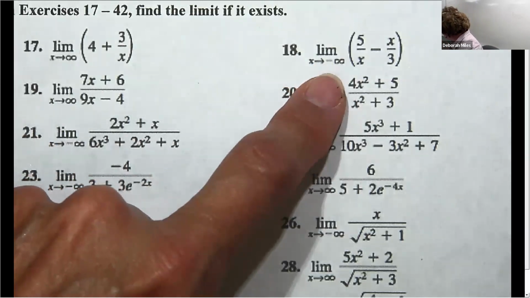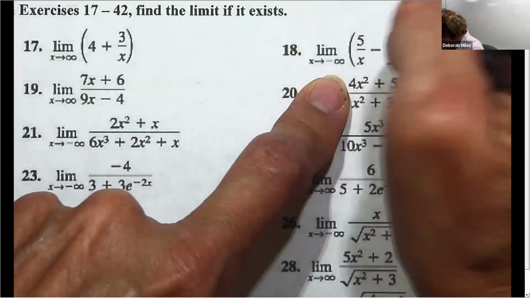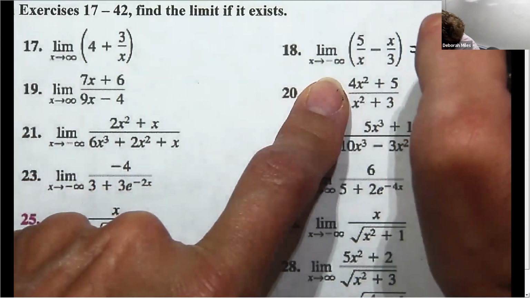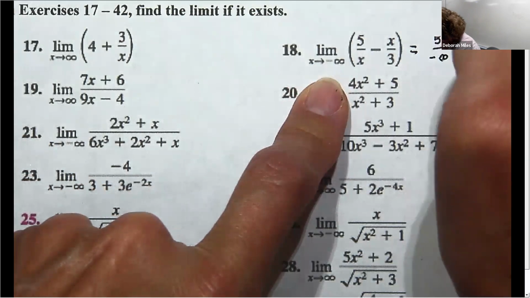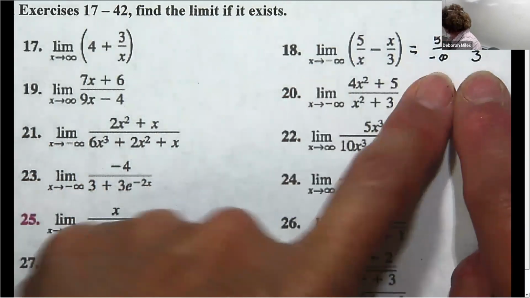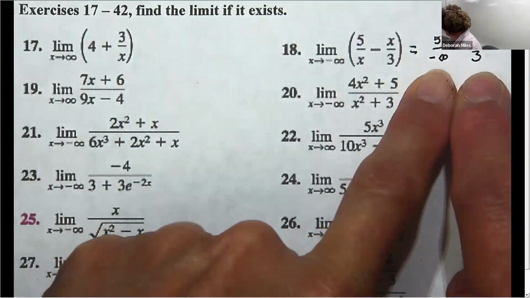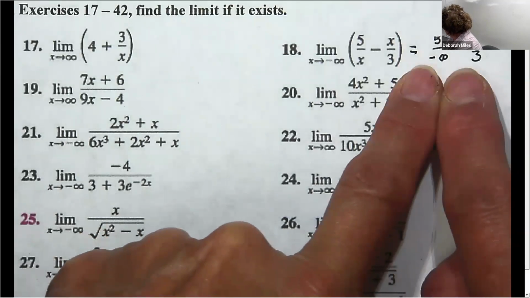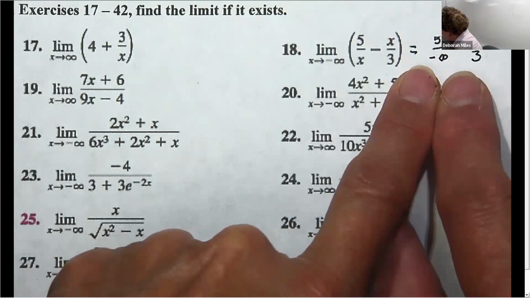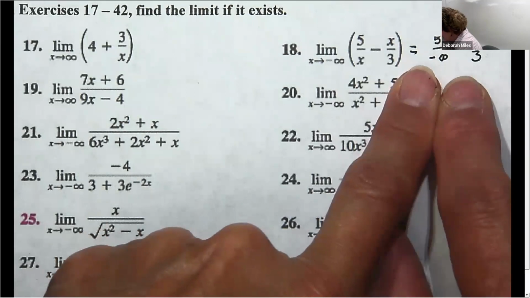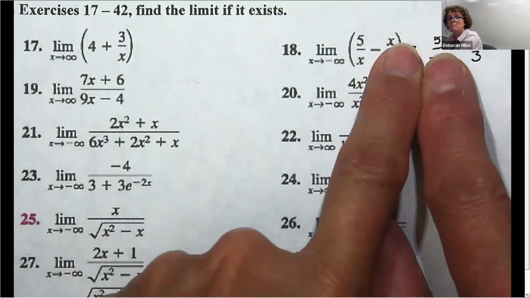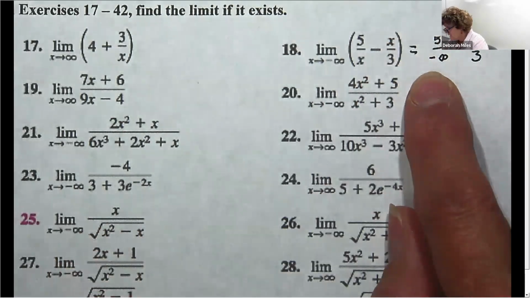So number 18, in my head, I'm thinking that's 5 divided by negative infinity minus negative infinity divided by 3, as X is going to negative infinity. Here's the symbolic notation that's in my head. Now what's that first term? 5 divided by negative infinity. 5 divided by negative 10 billion is darn close to 0. If that numerator is fixed, dividing a fixed number by either positive or negative infinity is going to be 0.